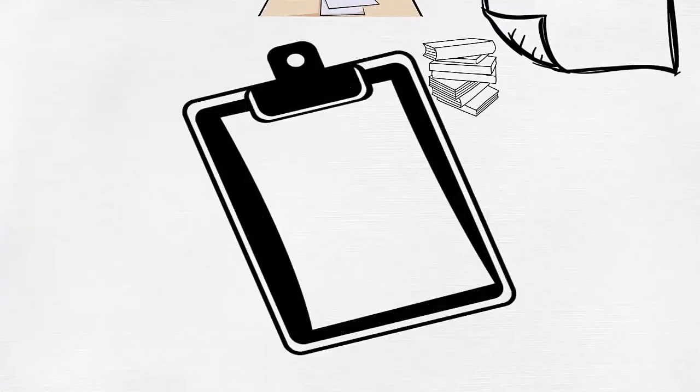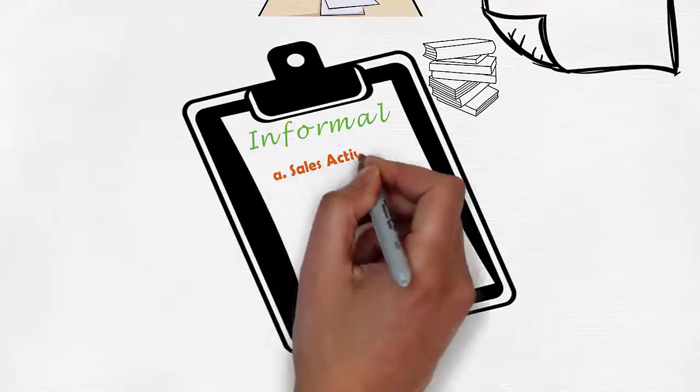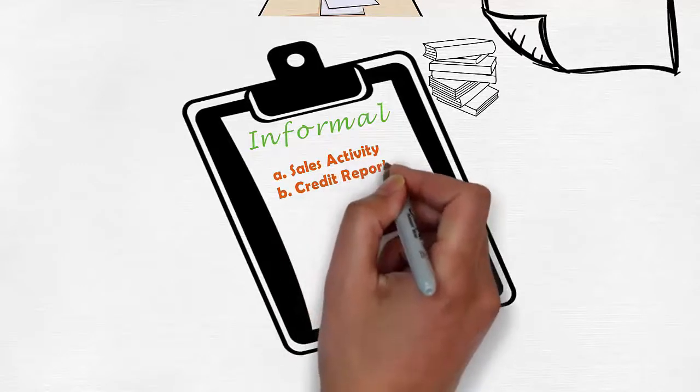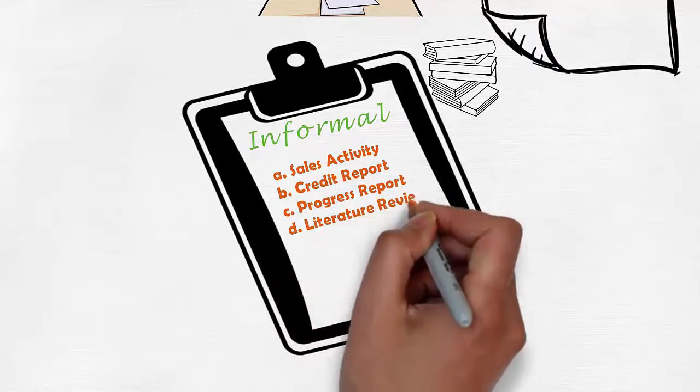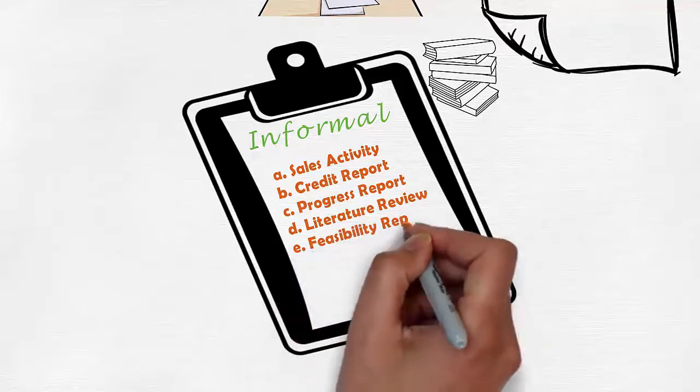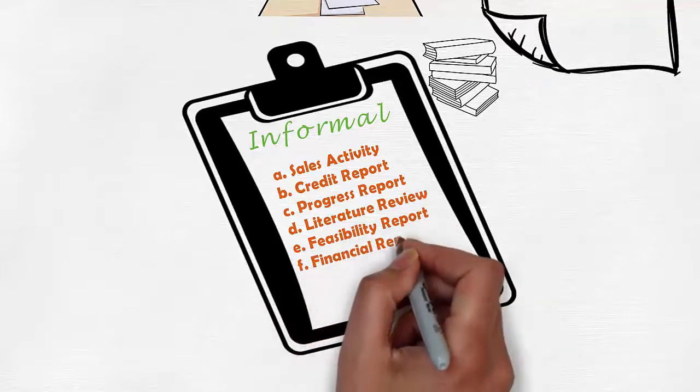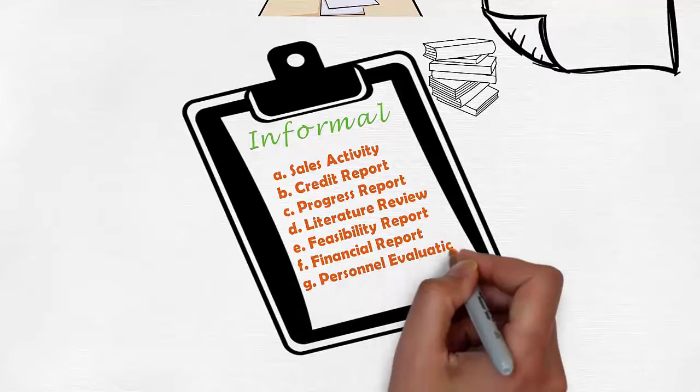Informal reports are usually short in length and deal with everyday problems and issues. Its different types are sales activity, credit report, progress report, literature review, feasibility report, financial report, and personal evaluation.